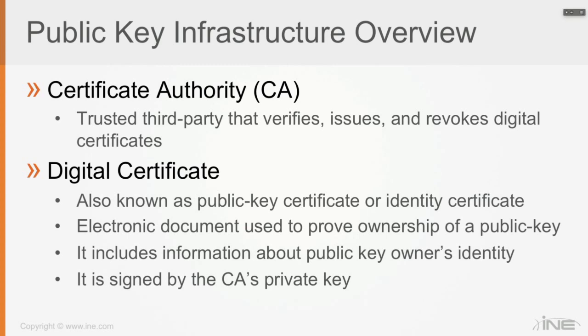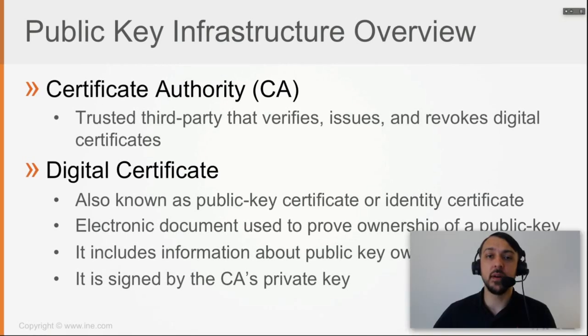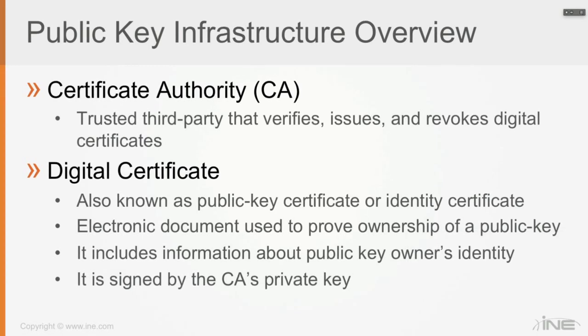And of course, it includes information about the public key owner's identity, not only the public key, because that's the whole scope of PKI. When I send my public key to you, I'm not going to send only my public key, but I'm also going to send some identity to you, so that you can verify that the public key belongs to who it should belong to, which is myself. And the digital certificate is going to be signed by the CA's private key. So this is the scope of the CA.